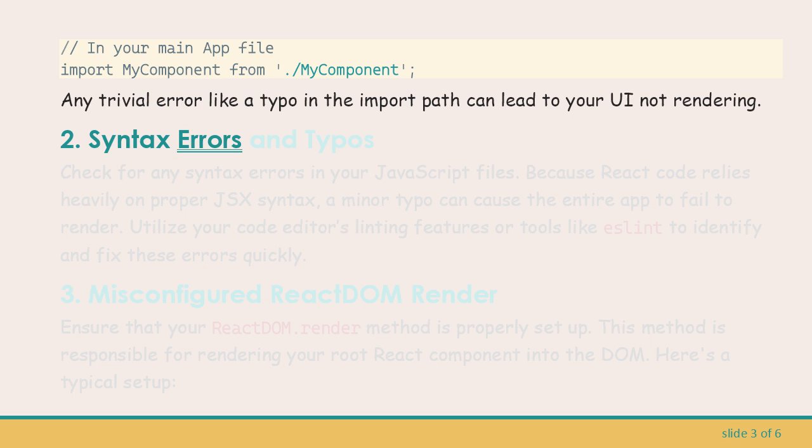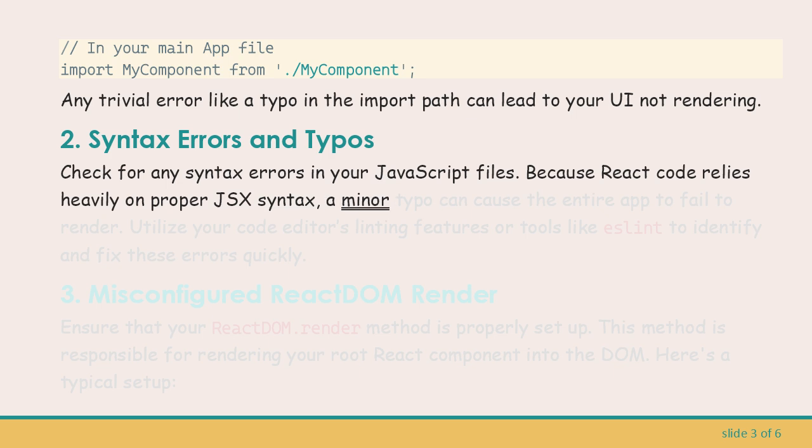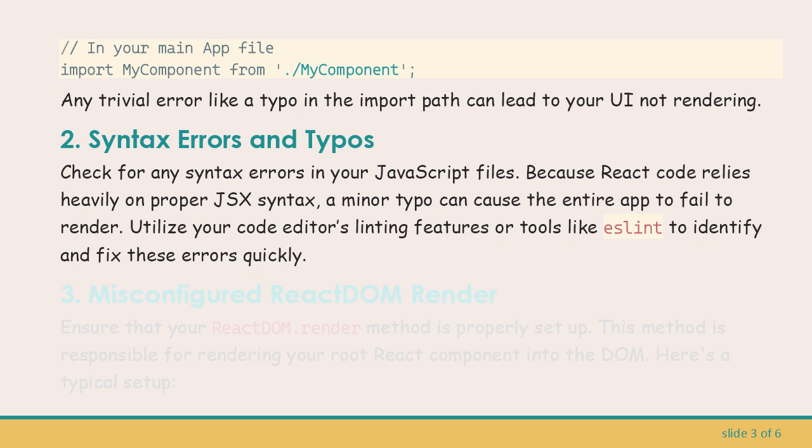2. Syntax errors and typos. Check for any syntax errors in your JavaScript files. Because React code relies heavily on proper JSX syntax, a minor typo can cause the entire app to fail to render. Utilize your code editor's linting features or tools like ESLint to identify and fix these errors quickly.